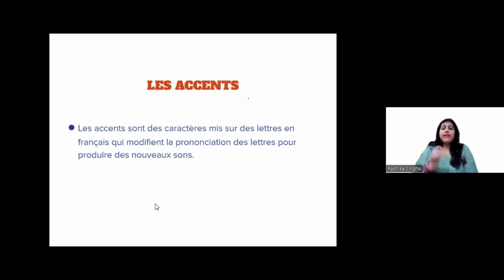So, what exactly are these accents? Les accents sont des caractères mis sur des lettres en français qui modifient la prononciation des lettres pour produire des nouveaux sons.